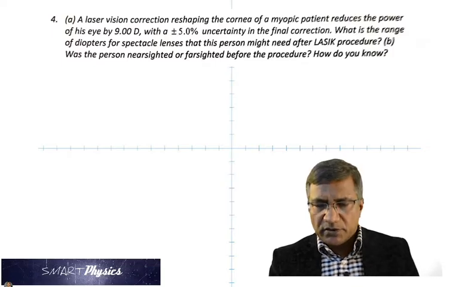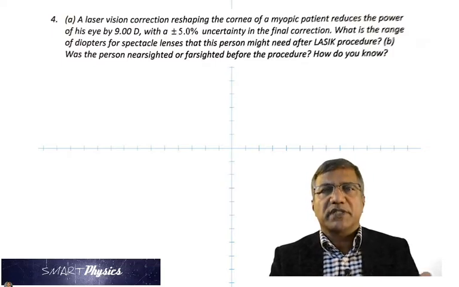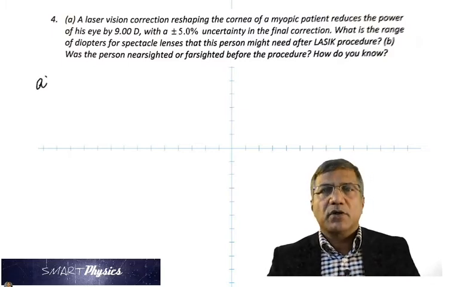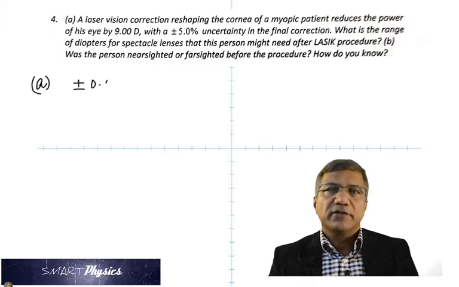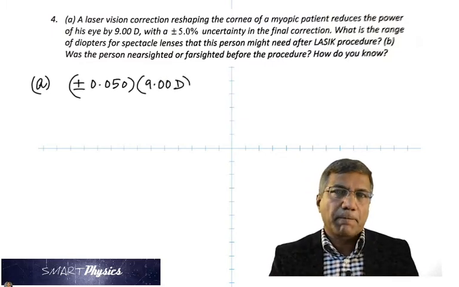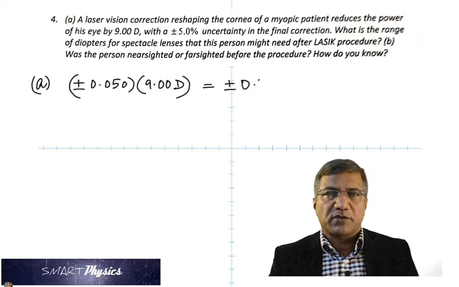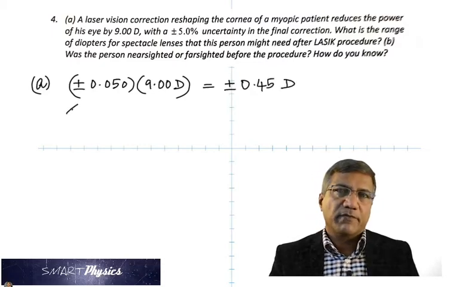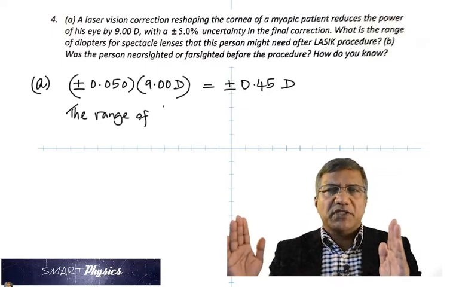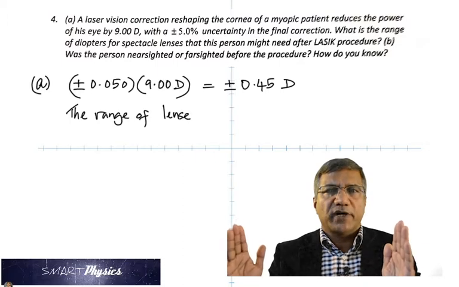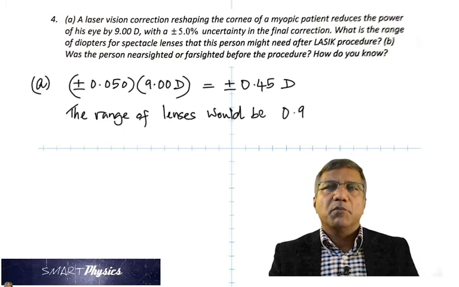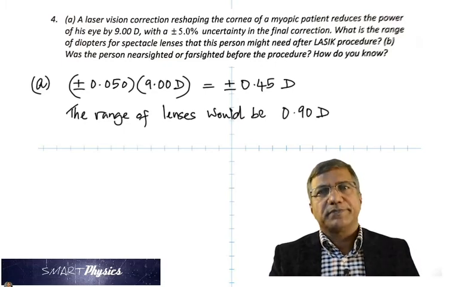Okay, so here you just got to take 5% of 9 diopter. Now 5% means 5 by 100. So we take 5% of 9. That means you take 0.05. How do you get 0.05? 5 divided by 100 times 9, which gives us plus or minus 0.45. So it could be either plus 0.45 or minus 0.45. That means the range is double of 0.45. It's 0.45 multiplied by 2, which is 0.90 diopter.